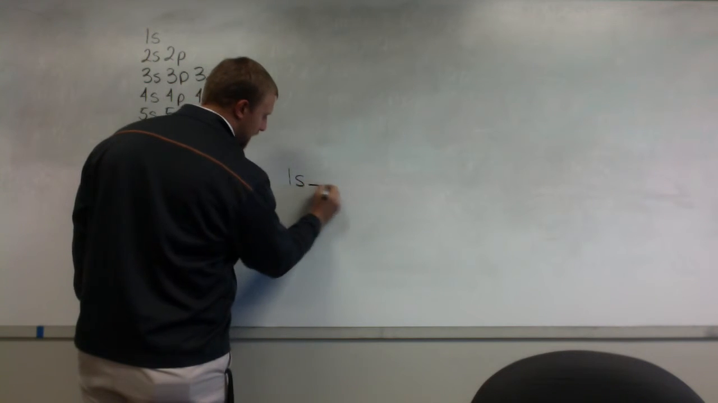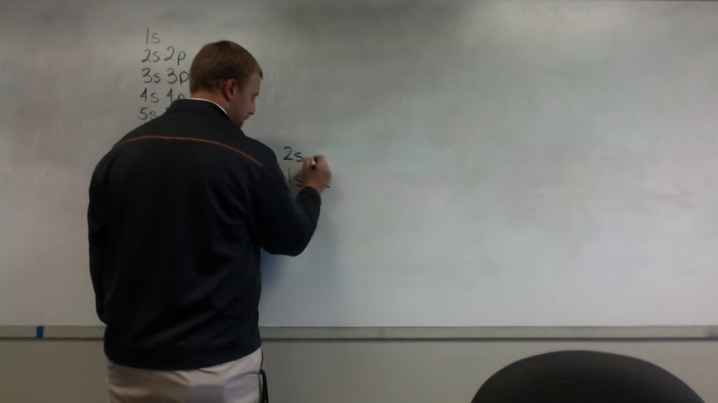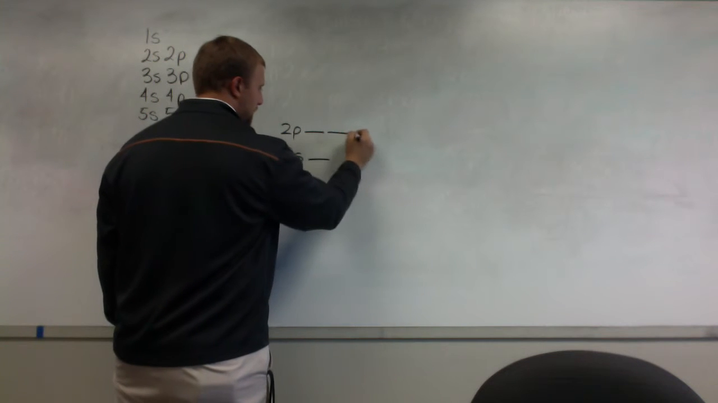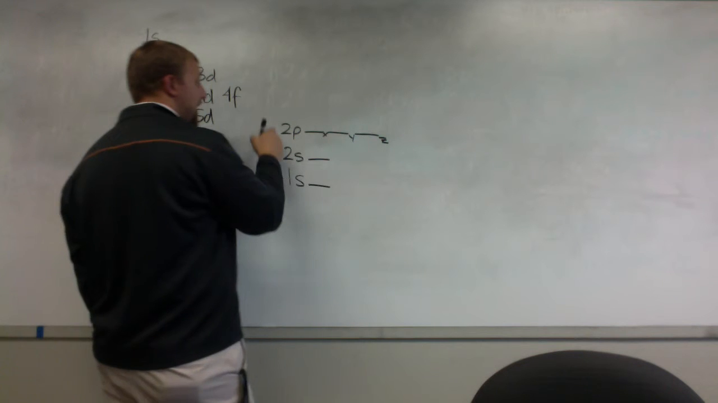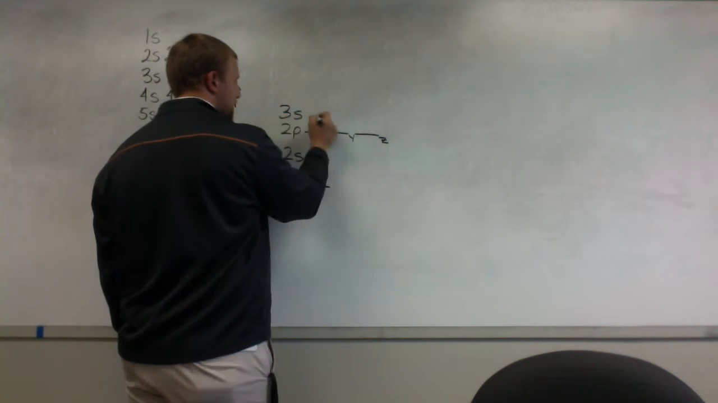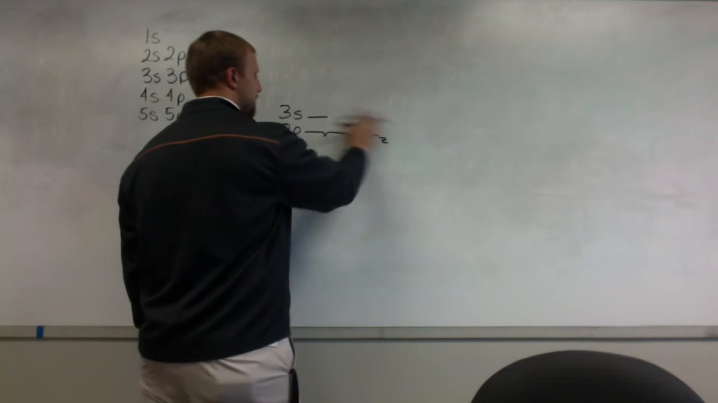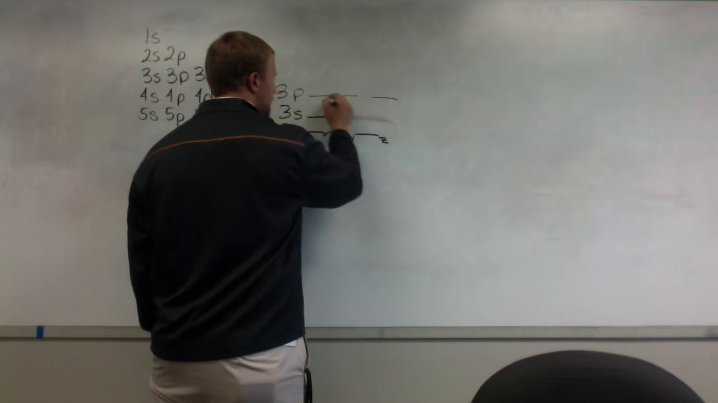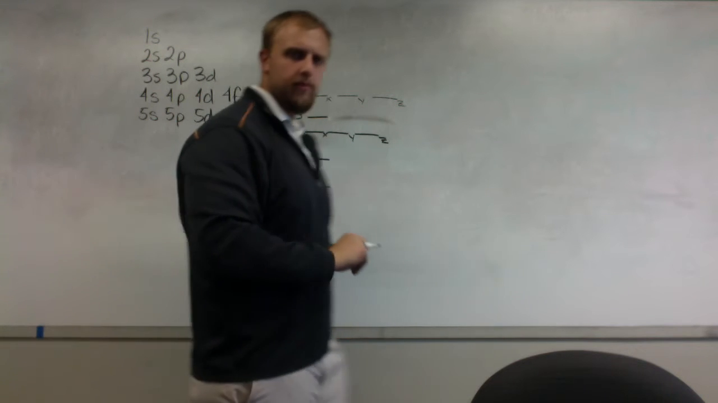So the first thing is going to be labeling our orbitals. I'm going to write out 1s. Here's my 2s orbital. Here's my 2p orbital. And then after my 2p, I'm going to have my 3s. And then I'm going to have my 3p. 1, 2, 3, x, y, and z. And I'm going to stop right there.